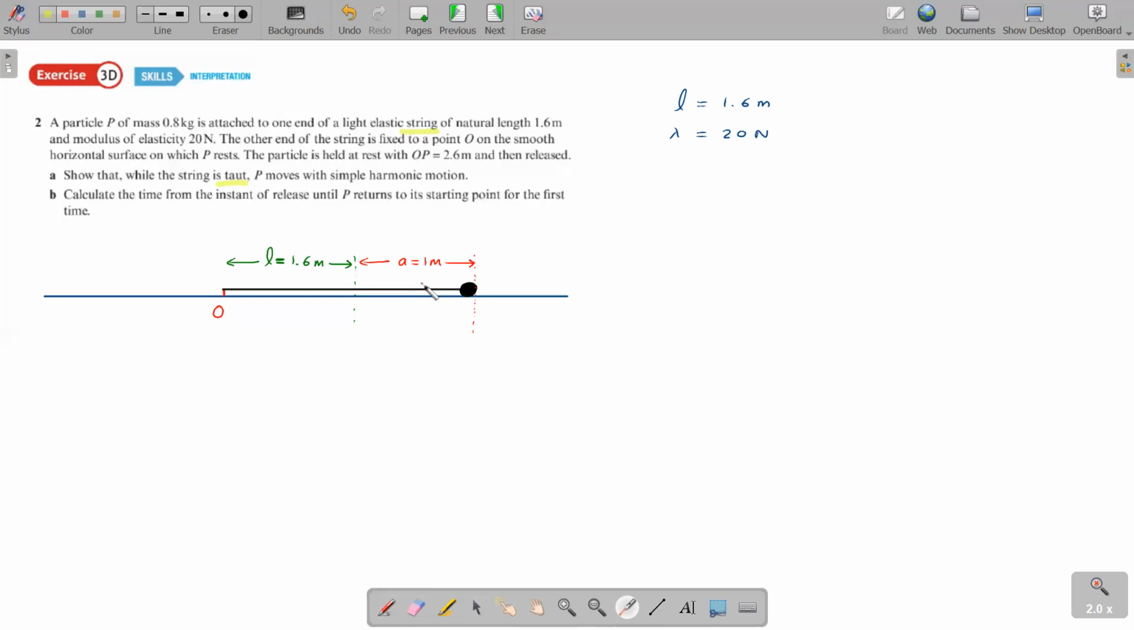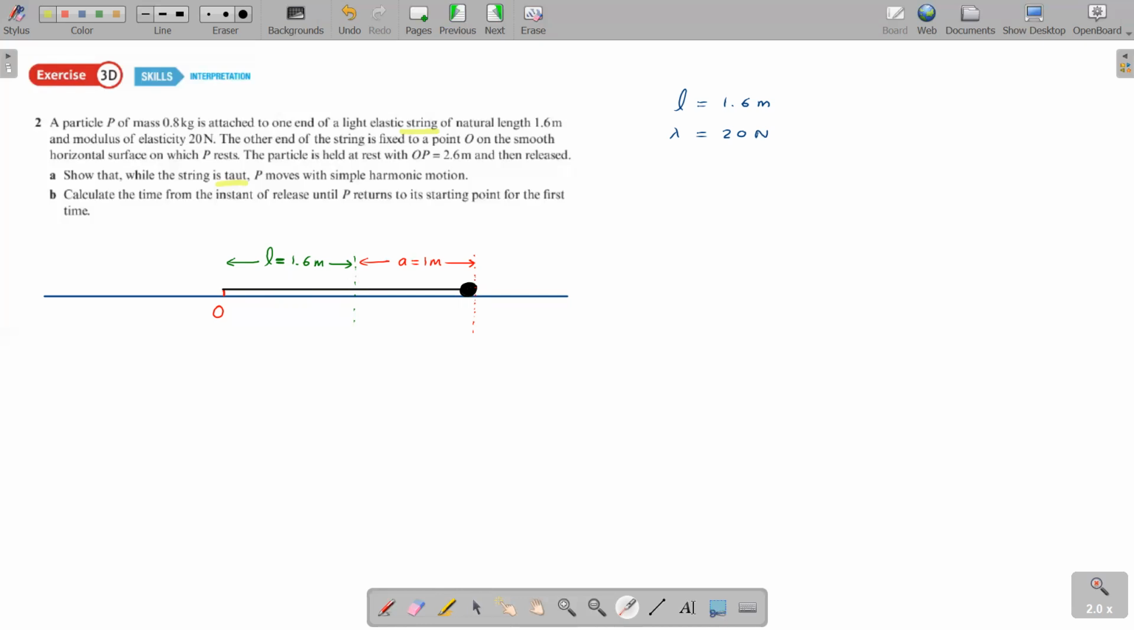Previously we dealt with elastic springs. In a spring, we had extension and we had compression. But in a string, while the string is stretched beyond the natural length, the string will be taut, which means there is tension in the string. But when the string becomes slack, there will be no tension, right? Are you with me? So while the string is taut, you have to show that P moves with simple harmonic motion.